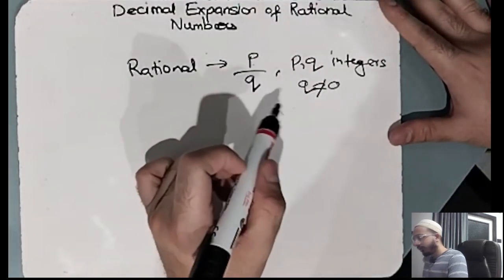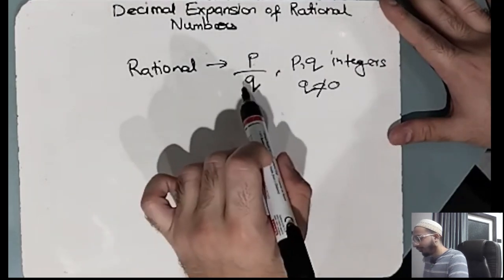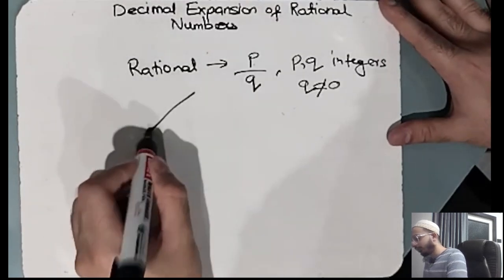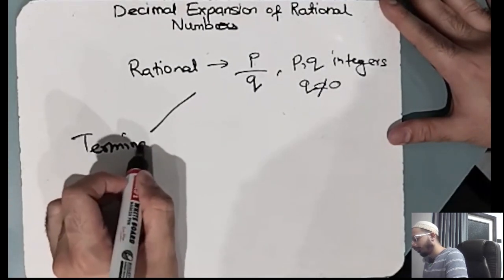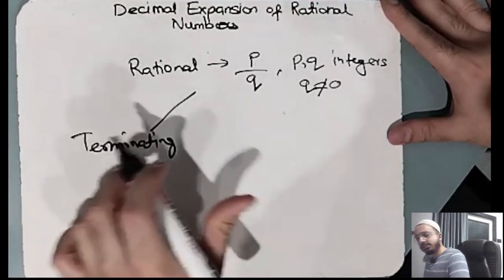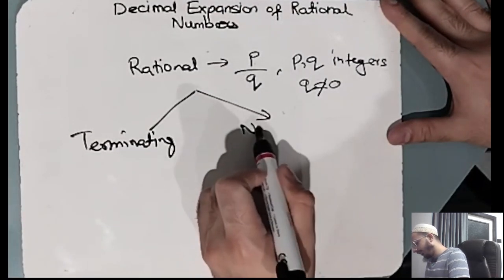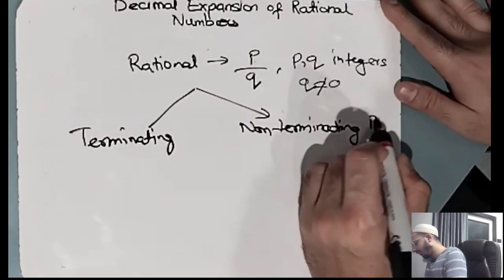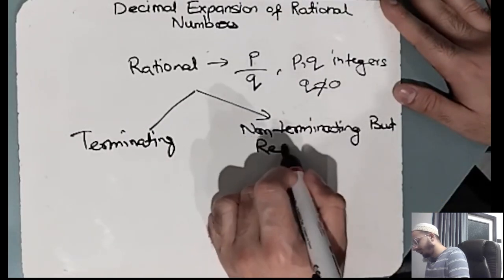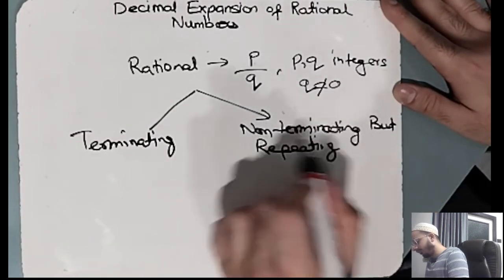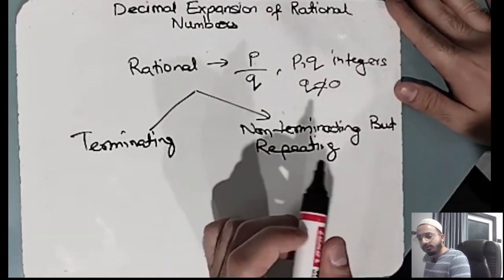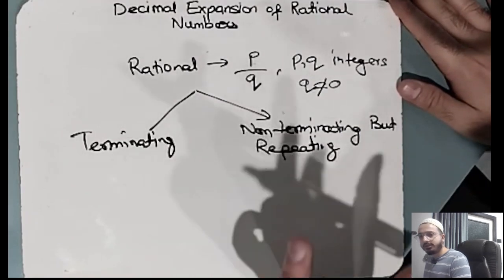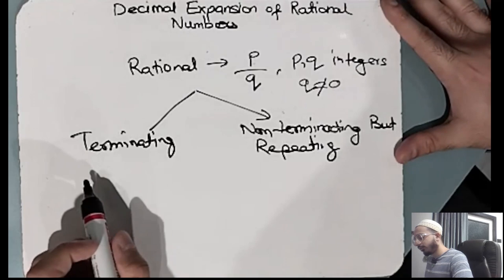Now we'll talk about the decimal expansion of these numbers. When we convert these numbers into decimal numbers, we get two types of decimal numbers. One is terminating, which means ending, the digits end, and the other is non-terminating but repeating. The digits of this kind of decimal number go on forever, but the digits which go on have a specific pattern. They repeat in fixed patterns.